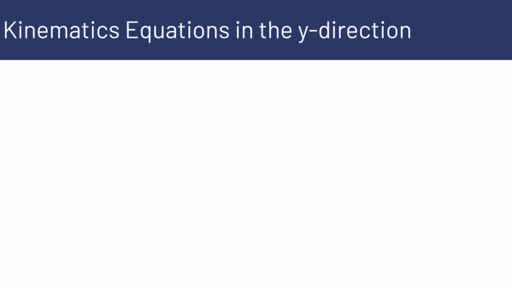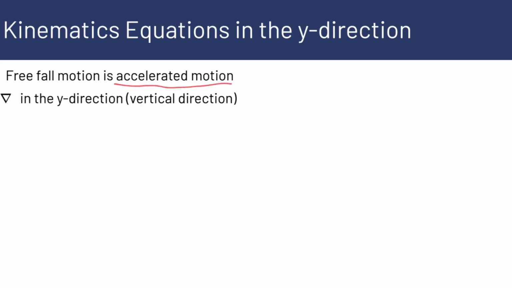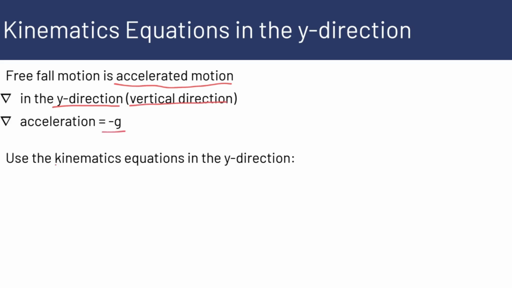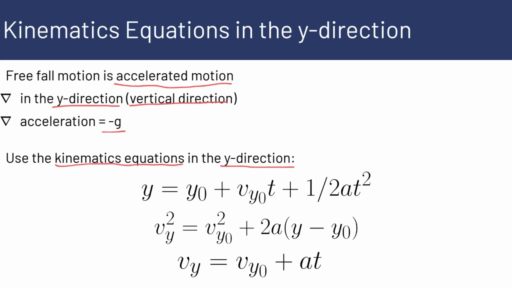All right, so let's look at kinematics equations in the y direction. Free fall motion is accelerated motion, and it's accelerated motion in the y direction, or the vertical direction. And we call that acceleration minus g. And we use the kinematics equations in the y direction. So we have here our standard kinematics equations that we used in one-dimensional motion. Just now we have them in the y direction.